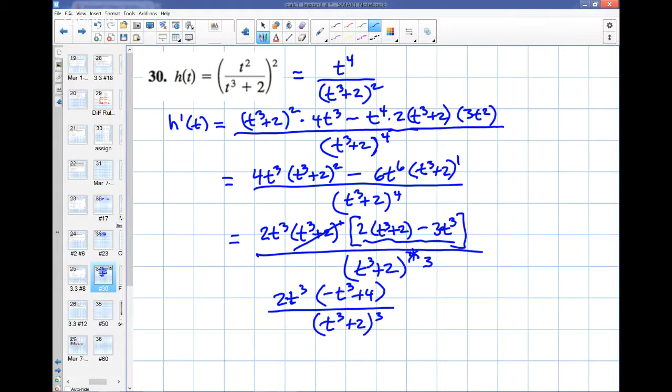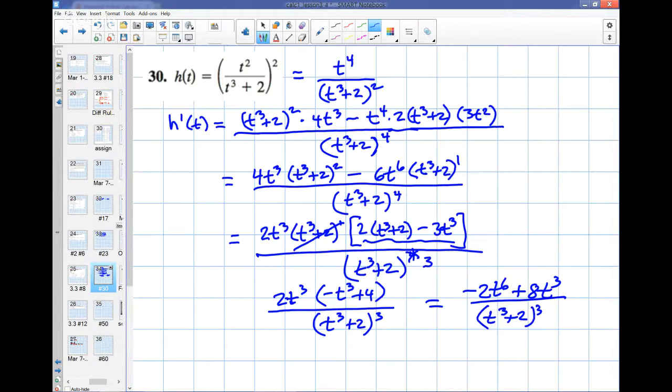And I'm going to just do a little multiplying here. Negative 2t to the 6th plus 8t cubed. I mean, that's about as far as I would go. It certainly would not multiply out that cube on the bottom. I would stop there.